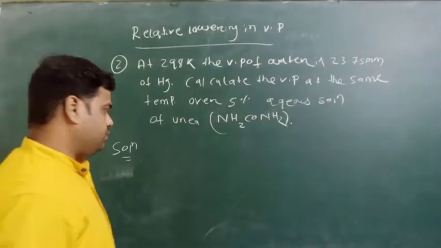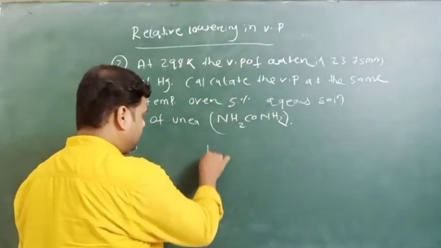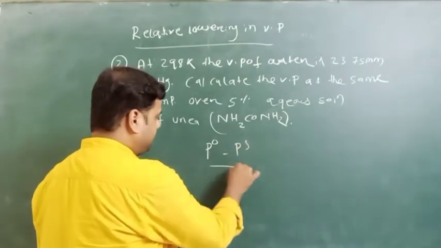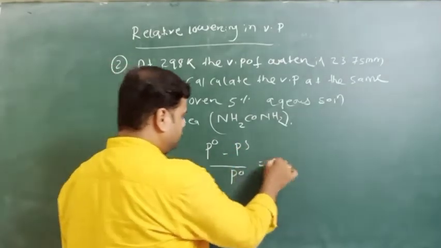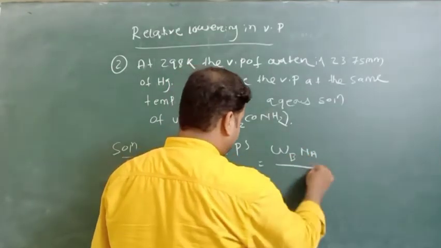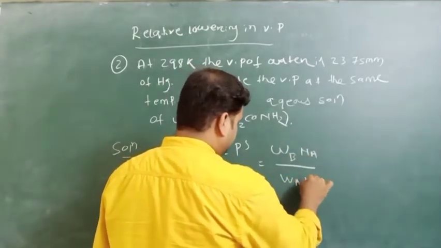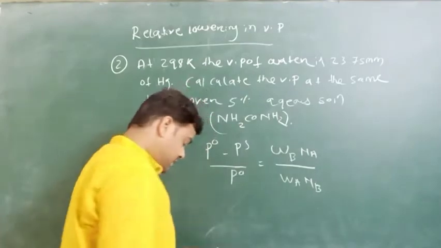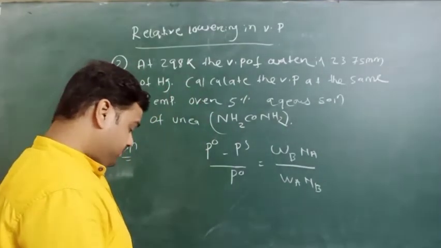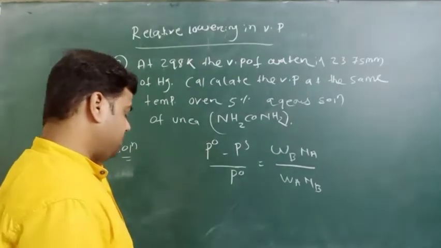Relative lowering of vapor pressure. We know that the relative lowering of vapor pressure is (P0 minus Ps) by P0 equal to WB MA divided by WA MB. This is the formula for relative lowering of vapor pressure.